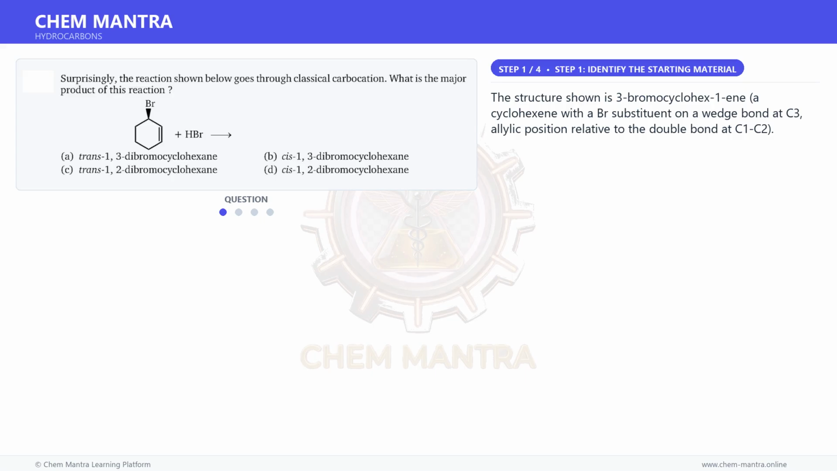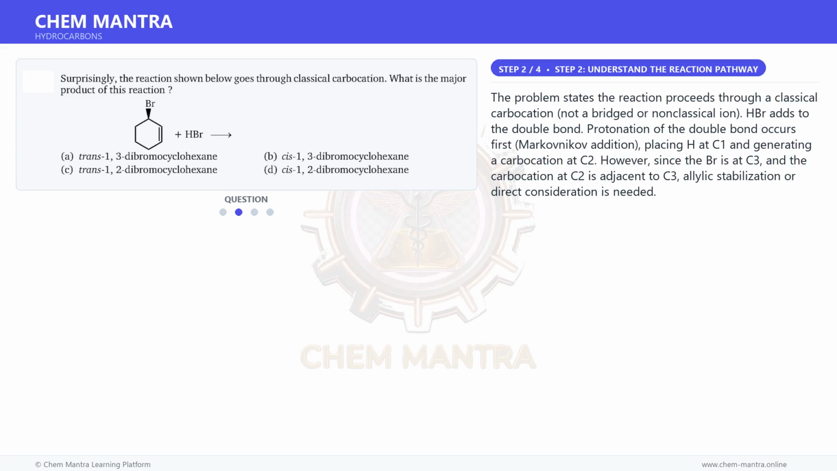The structure shown is 3-bromocyclohexene, a cyclohexene with a Br substituent on a wedge bond at the C3 allylic position relative to the double bond at C1, C2. Moving on to the next step.